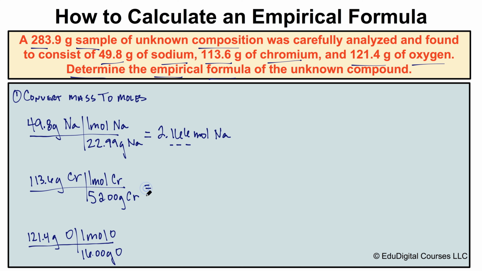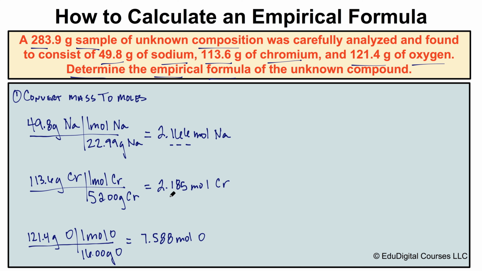Alright, so here we go. Let's figure out the number of moles of chromium. We have 113.6 divided by 52.00, and we end up with 2.185 moles of chromium. And if we take a look right here, we're going to take 121.4 and divide that by 16.00, and we end up with 7.588 moles of oxygen.